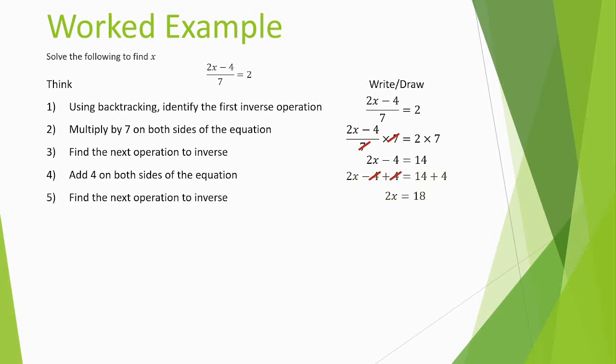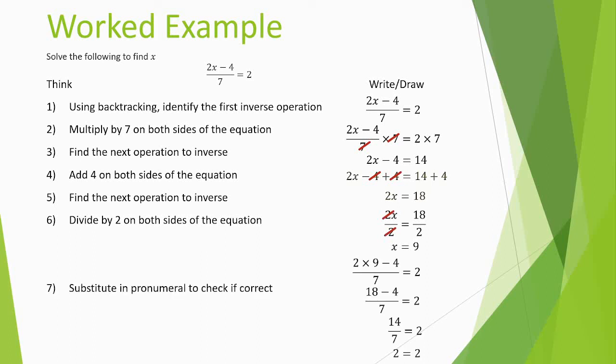So now we need to find that last inverse, and because that 2x is 2 times x, we do the opposite, which is divide. So we get 2x over 2 equals 18 over 2. Again, we can cancel out the 2's, and all we're left with is x equals 9. Now I can substitute that back into my equation, and I go through step by step, working out each part. So 2 times 9 is 18, minus 4 is 14, divide by 7 is 2. And we can see that 2 equals 2, so we know that our substitution worked. Therefore, the answer has to be x equals 9.